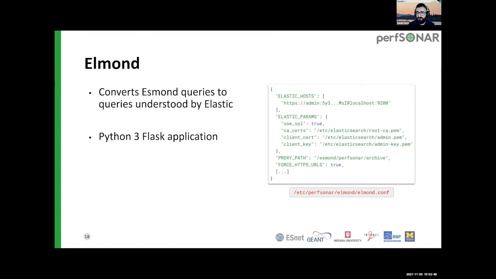And if you have an Elastic instance already running in an external service or in the cloud, you can configure Elmond to connect to that instance as well. So here is the configuration. This is an example that we have in our test case. But you can just change the configuration files and modify it to your needs.